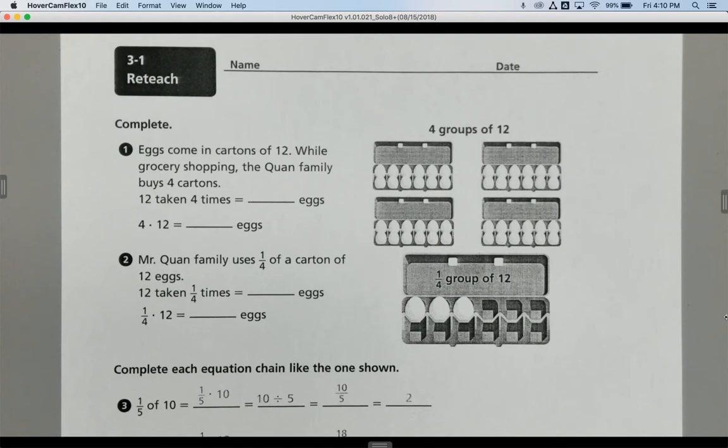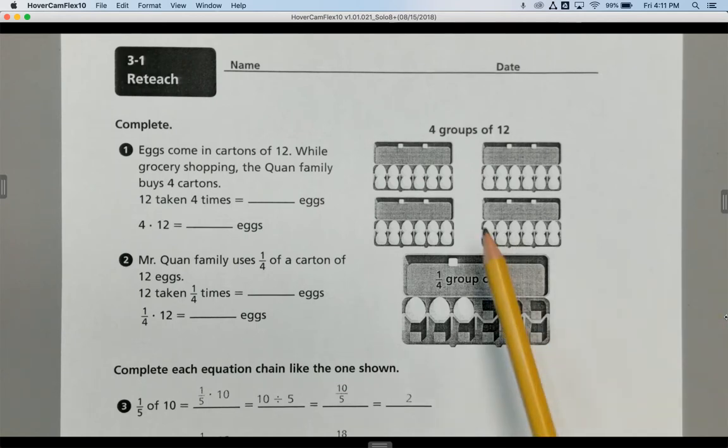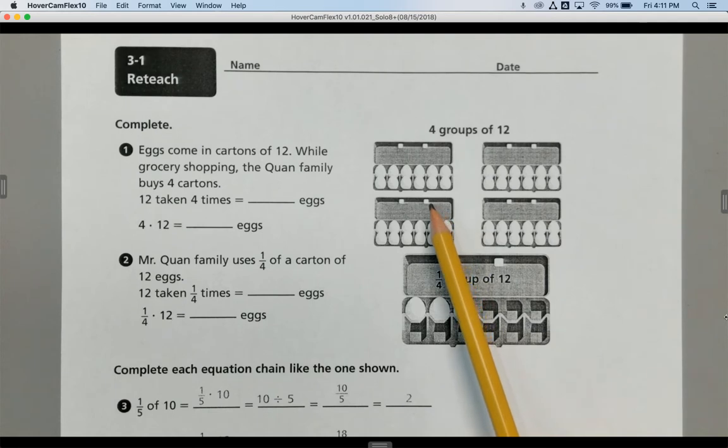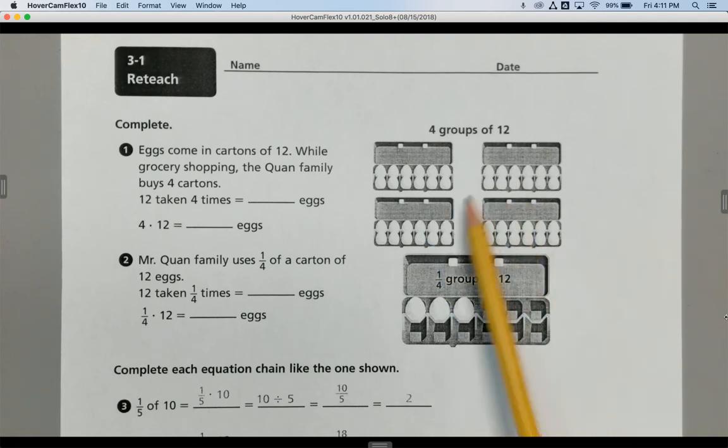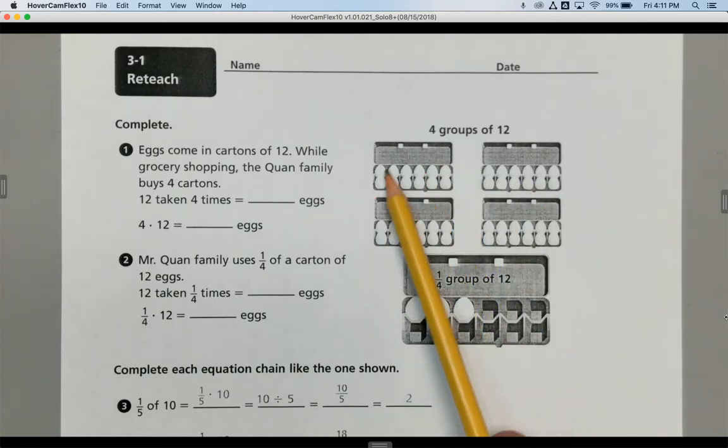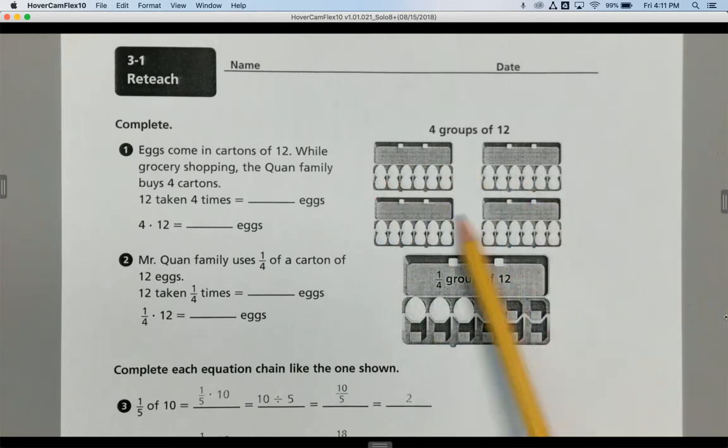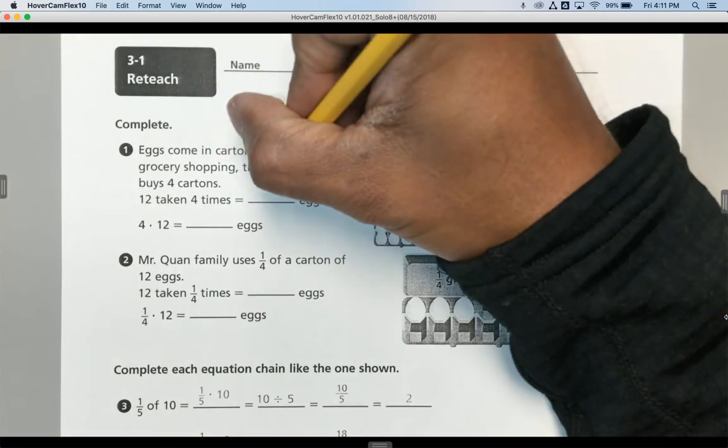Eggs come in cartons of 12. A dozen eggs, of course, means 12 eggs. While grocery shopping, the Kwan family buys 4 cartons, and you can see that visually represented here in the picture. 1, 2, 3, 4 cartons. 12 taken 4 times equals how many eggs altogether? Well, 12 taken 4 times is 48 eggs. 12 times 4 is 48.